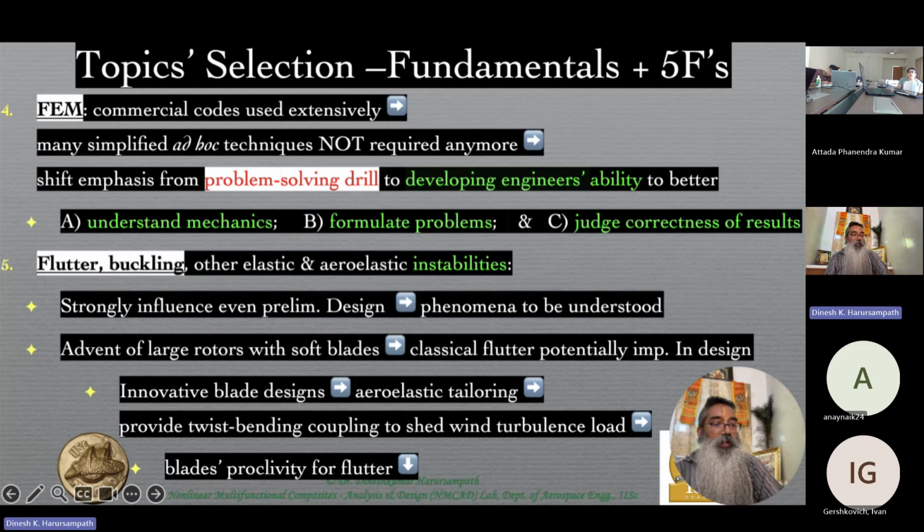Are there any questions on all the 5 Fs that we have done, in particular FEM and or flutter? No, I don't think we have any questions. Okay, thank you.